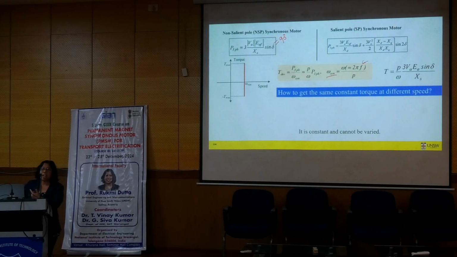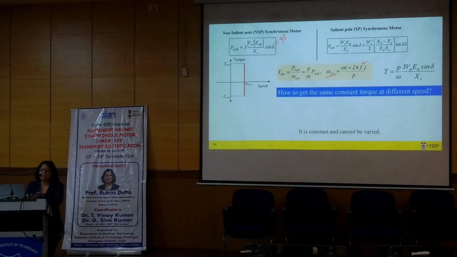Now if I want to change the speed in a synchronous machine, I have to change frequency, right? And that's what you do with your inverter. You're changing your frequency to get different speed. Now if I change frequency, let's look at this classic equation. If I change frequency alone, what is going to happen? If I only change frequency to get different speed, what will happen?